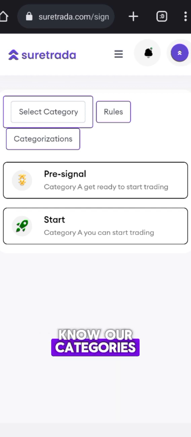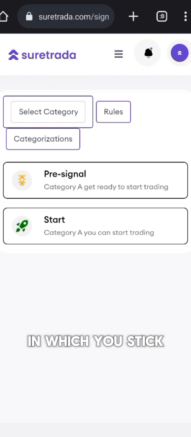So now that we know our categories, you have to pick one of the categories in which you stick to play. Okay, you don't have to stick to it. Once you have the capital, you can play any of the categories. But don't think you can play category A with the capital of category C. That's the mistake some people make.